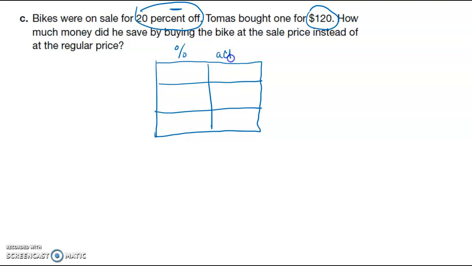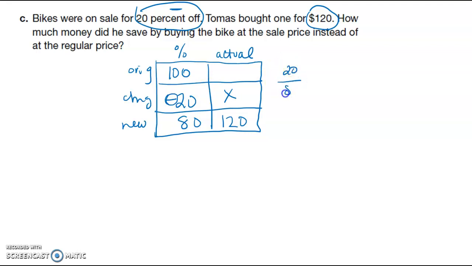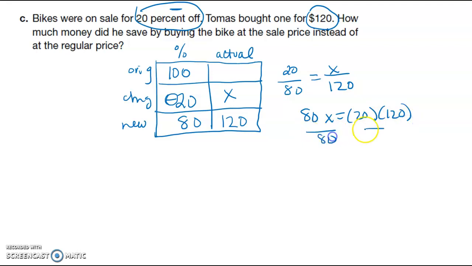Let's see, actual. This is original, change, new. Original is always 100%. He bought it for 20% off, which gives us 80%, right? He bought it at $120. We actually want to know this number. How much did he save? Okay, so we're not going to put the negative in there. It's going to be 20 over 80 is equal to x over 120. 20 times 120 divided by 80.